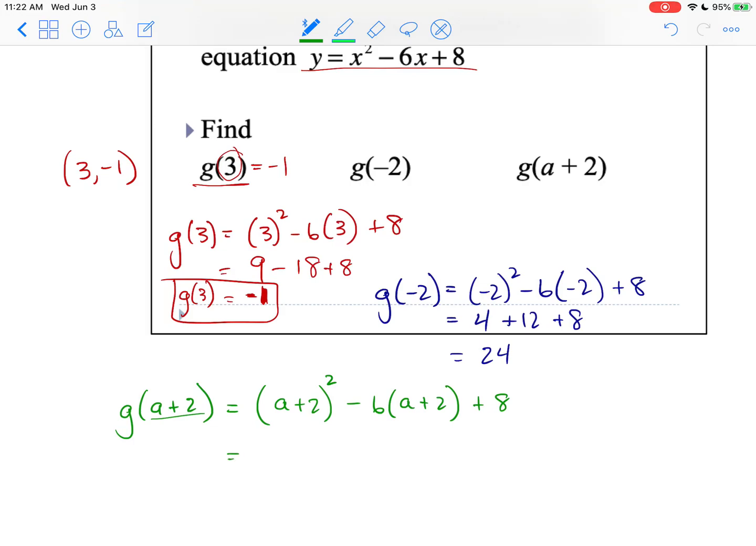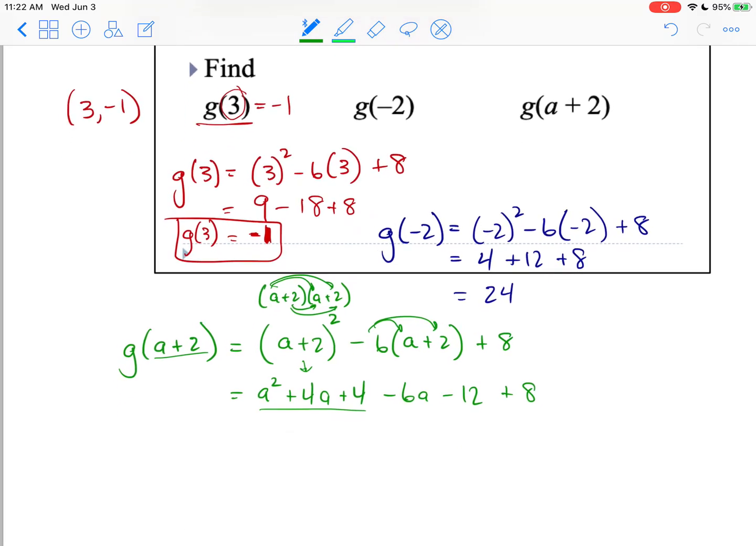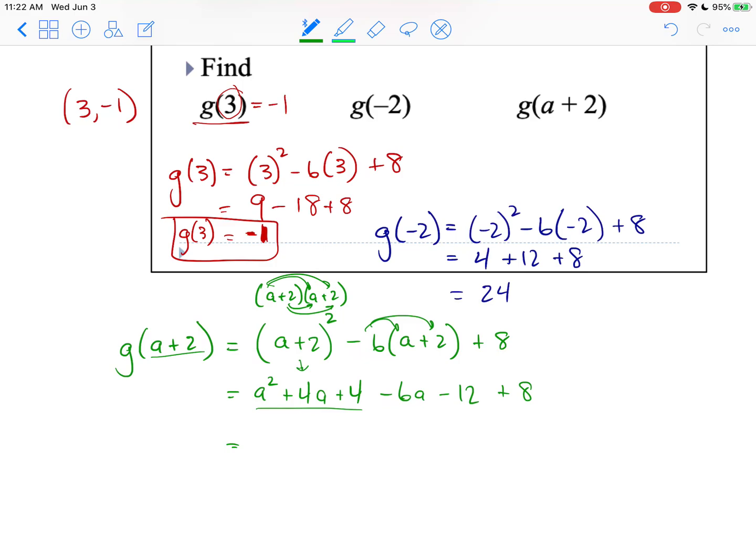So notice a plus 2 squared is a plus 2 times a plus 2. So I need to distribute the a and the 2. So this is going to give me a squared plus 4a plus 4. If you distribute it correctly, this is what you should get from here. I'm also going to distribute the negative 6 through here, so that's going to give me negative 6a minus 12, and then I still have the plus 8. Okay, so I can combine like terms here. I still have an a squared, and then 4a minus 6a is negative 2a. And then we have 4 plus 8, which is 12, minus 12. That just gives me 0.